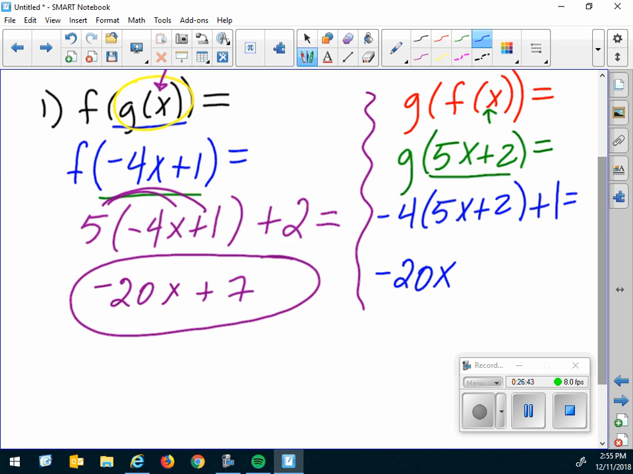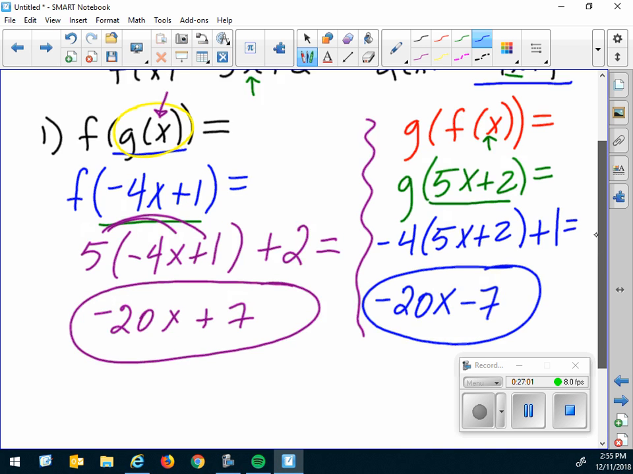Negative 20x minus 8 plus 1. So they're not the same, are they? Similar, but not the same. That's not always going to happen. It did this time. Won't always happen.